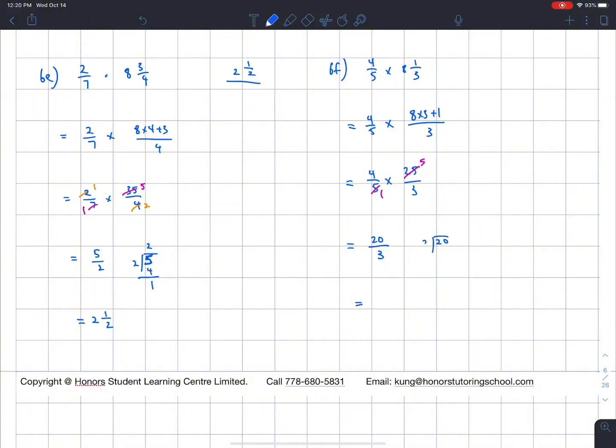And then we do a long division. 3 times 6 is 18. We get a remainder of 2. So our answer is 6 and 2 over 3. And then 6g.